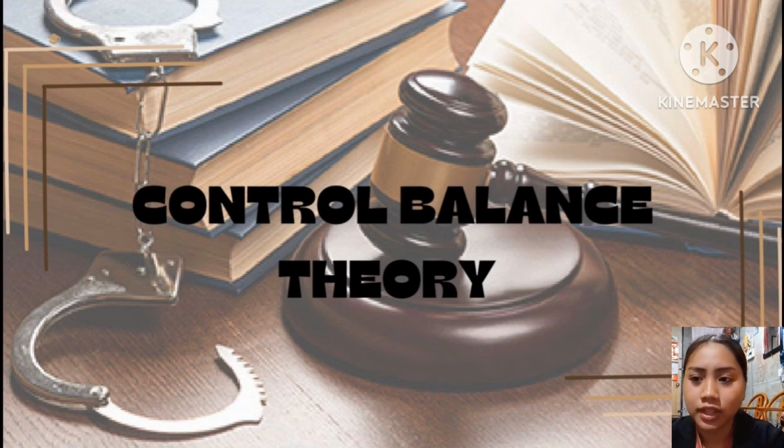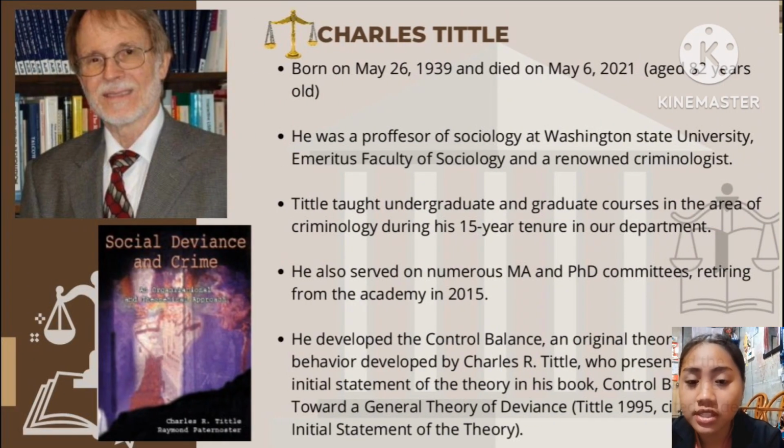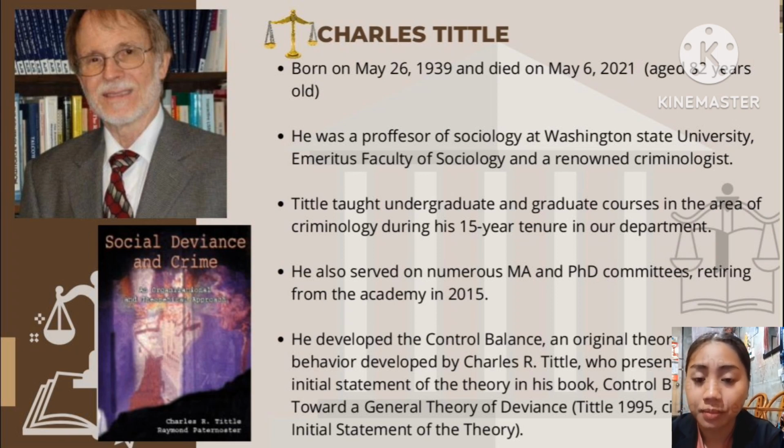Control balance theory. The proponent of this theory is Charles Tittle, born on May 26, 1939 and died on May 6, 2021, at the age of 82. He was a professor of sociology at Washington State University, emeritus faculty of sociology, and a renowned criminologist.